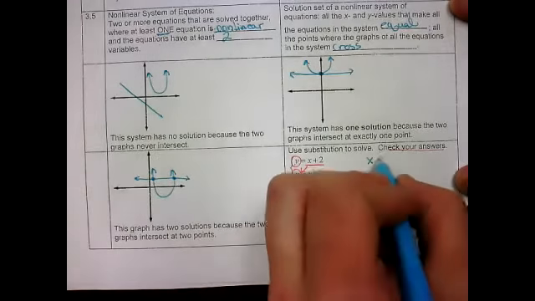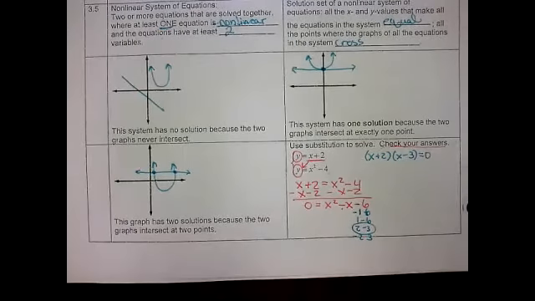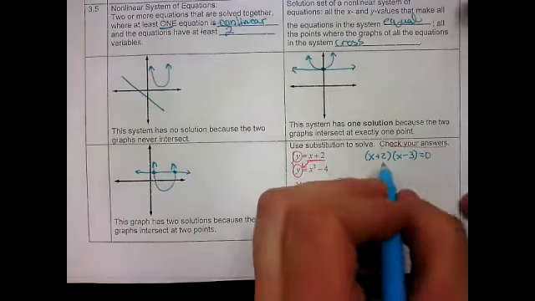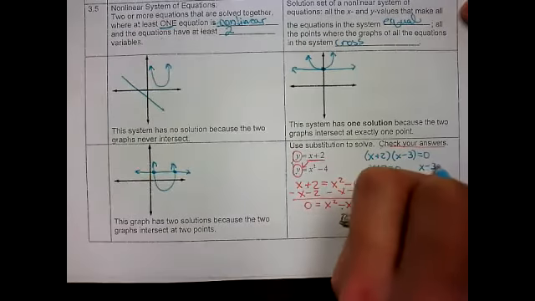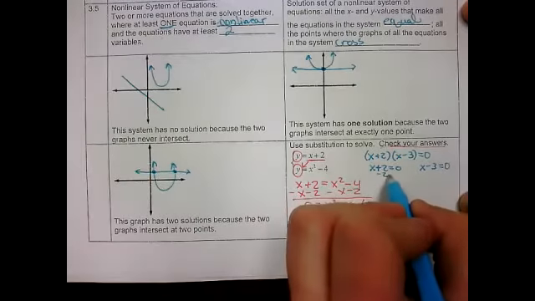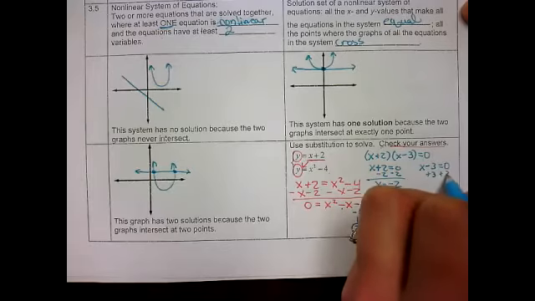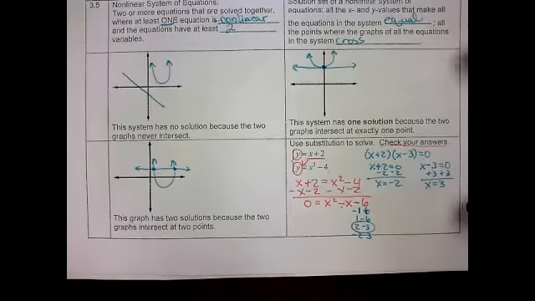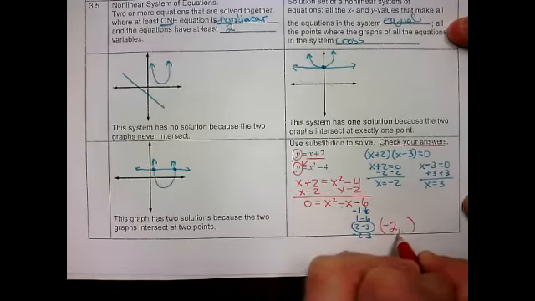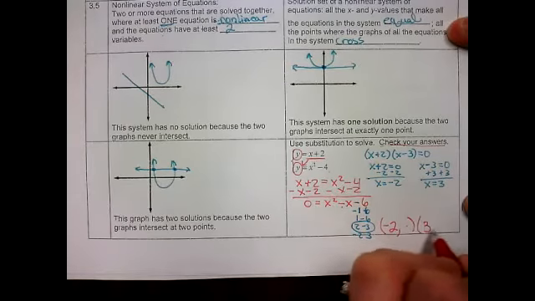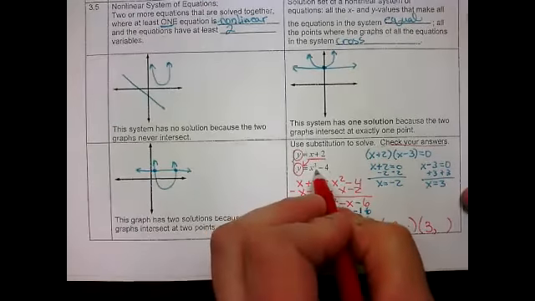So my factors are going to be x plus 2 and x minus 3, and we're going to set that equal to 0. Remember, we have to actually solve, so we need to find out what our x is. So x plus 2 equals 0, and x minus 3 equals 0. Subtract 2 from both sides, and I get x equals negative 2. Here, I'm going to add 3 to both sides, and I get x equals 3. So now, I have two different x values. That means I'm going to have one coordinate with an x of negative 2 and one coordinate with an x of 3. Now I have to plug both of those back into either one of these equations to find my y value.